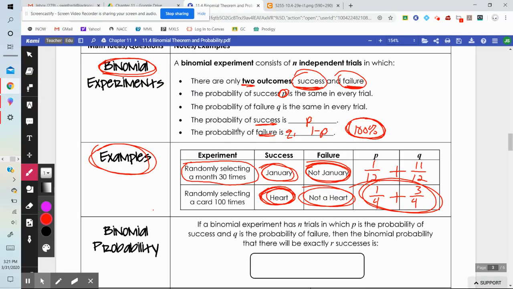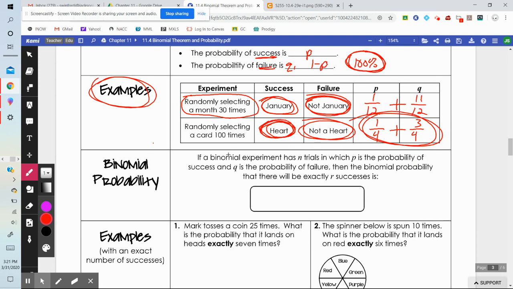But let's go back, and I want to show you now the binomial probability formula. If a binomial experiment has n trials, which means we're going to do something n times, in which P is the probability of success and Q is the probability of failure. Like in the last experiment, our trials was 4 times. We were going to roll a dice 4 times. Our success was rolling a 6. Our failure was rolling anything that wasn't a 6. Our probability of success was 1/6. Our probability of failure was 5 out of 6.